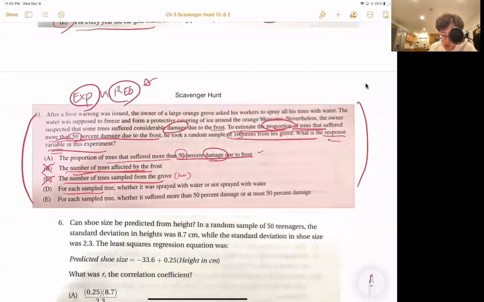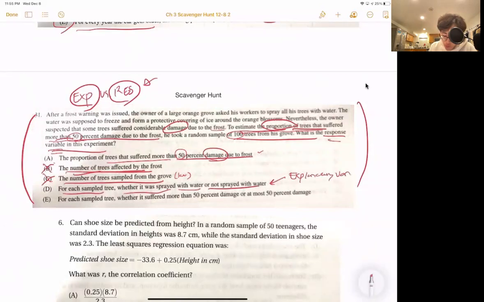For each sample tree, whether it was sprayed with water or not sprayed with water. So this actually is your explanatory variable. If it was sprayed with water or if it wasn't, it just kind of imposes a treatment. So if it imposes a treatment or not, based on that, how does your response come about? How much frost comes from applying the water, how much damage is done? So D is actually not the answer because it's not talking about the damage done to the trees.